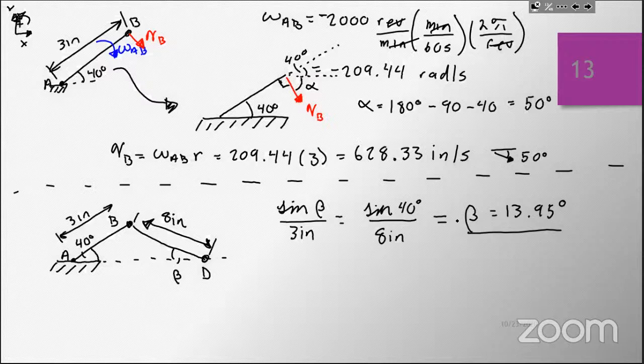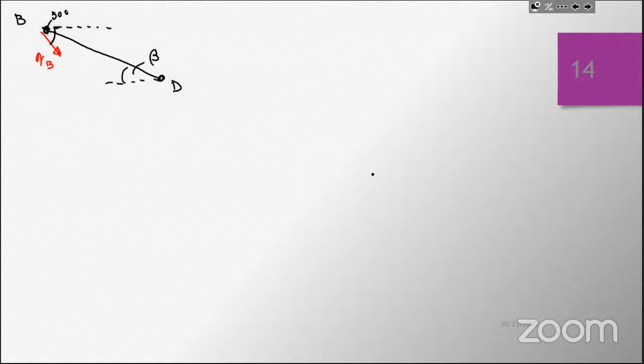I'm going to draw another diagram. This time it's just going to be of the link BD. And so here's my link BD. What do I know about it? Well, I know another velocity of point B, and there's some angle with the horizontal here that's going to be 50 degrees. I know that at point D, I've got this angle here, and that's my angle beta that I just found, the 13.95 degrees.